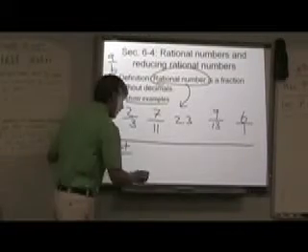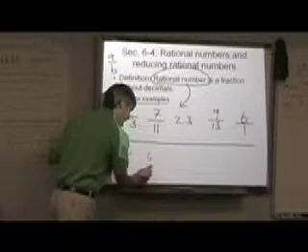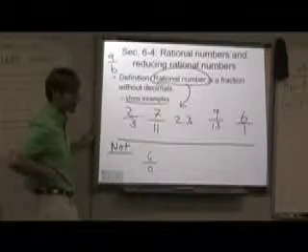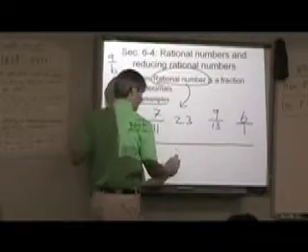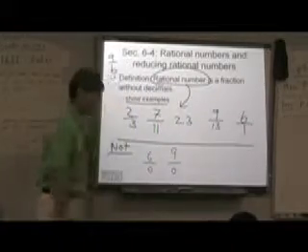Now, what's not rational? 6 over 0. That's not rational. Why? Because you're dividing by 0. 9 over 0. Not rational.